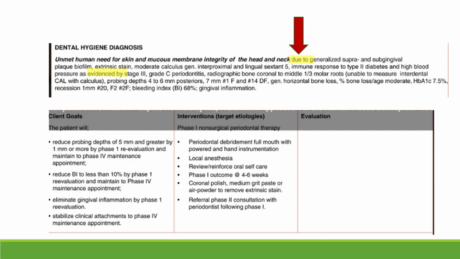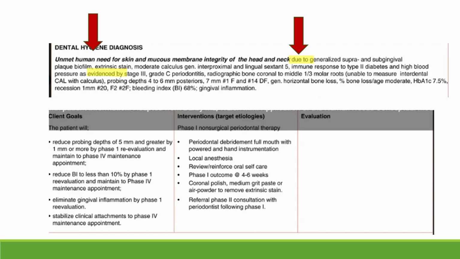Why do they have this deficit? Well, they have it because there's supra and subgingival biofilm present. There's extrinsic staining, there's calculus, there's an immune response, they have type 2 diabetes, and they have high blood pressure, right? So why do they have this? Because it's due to these factors.